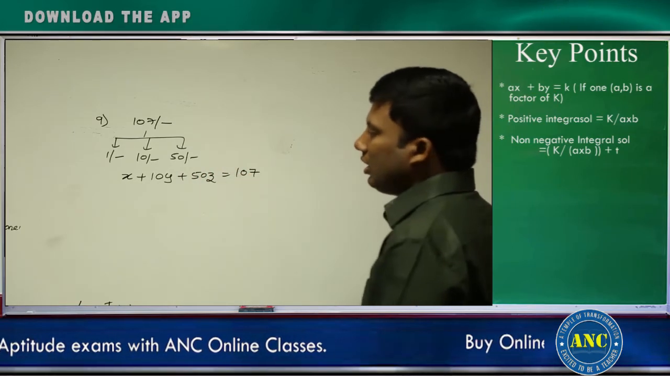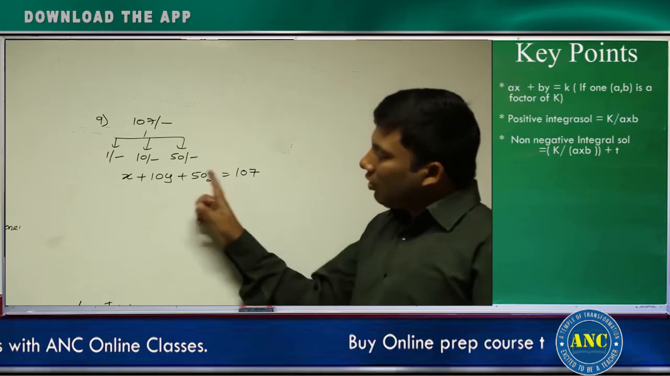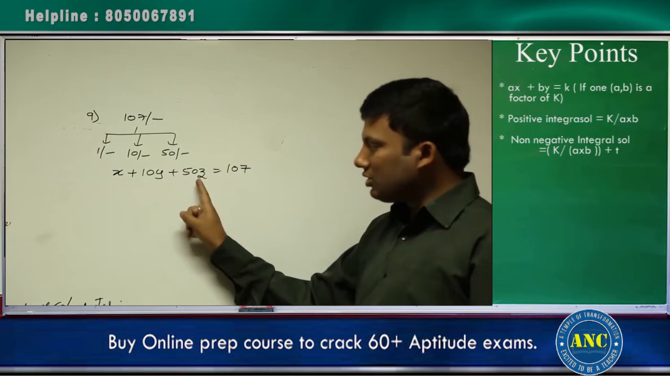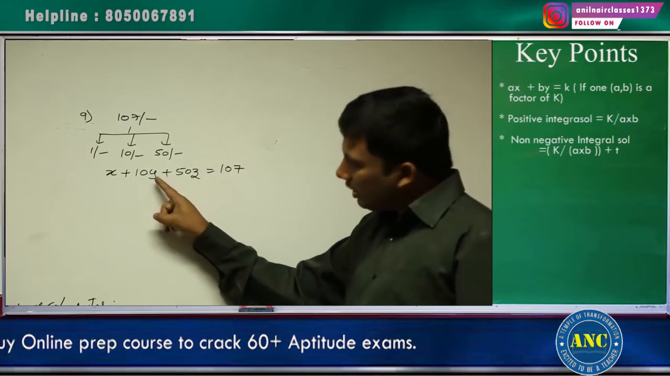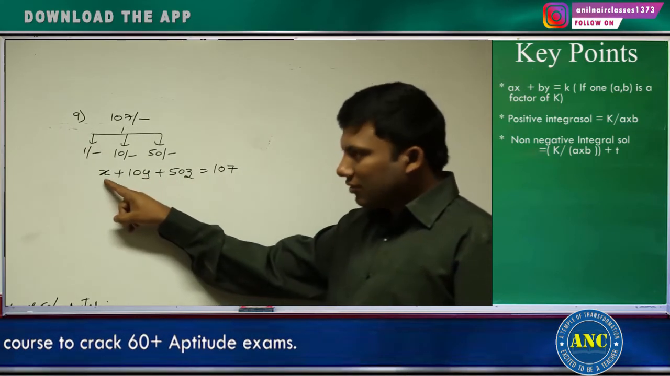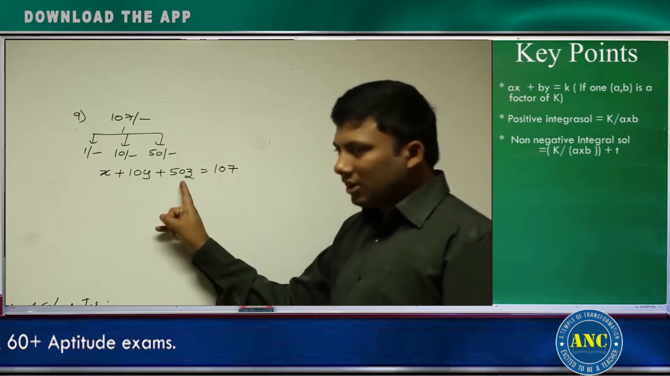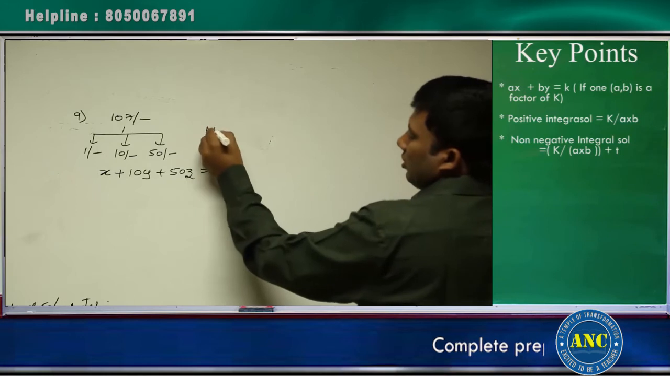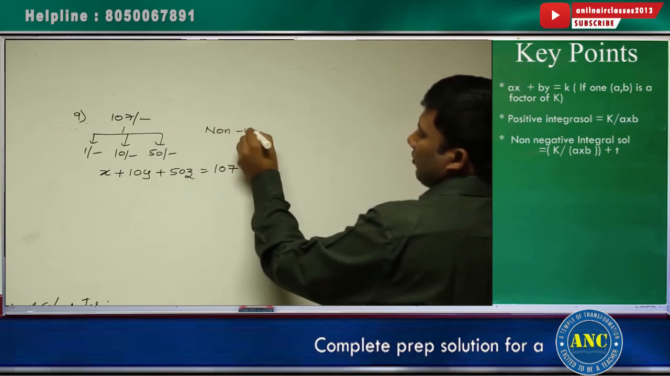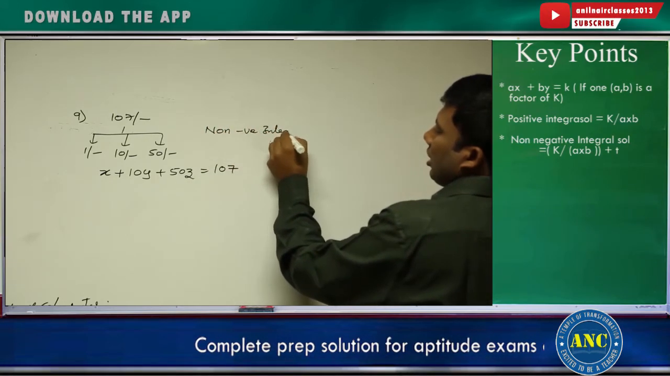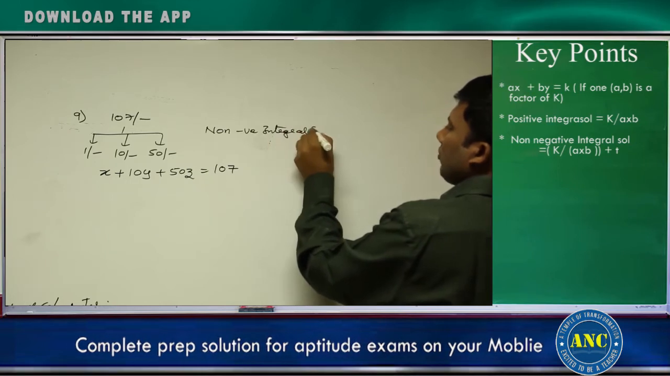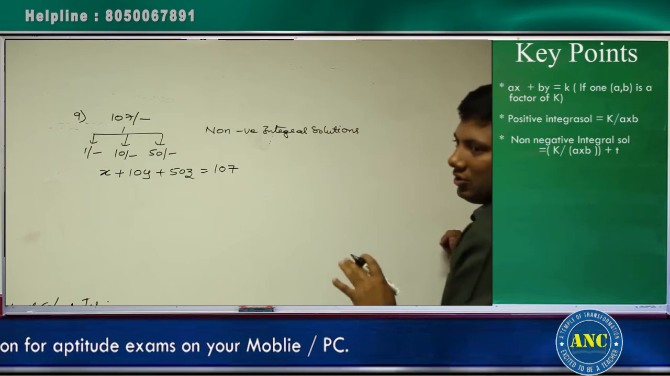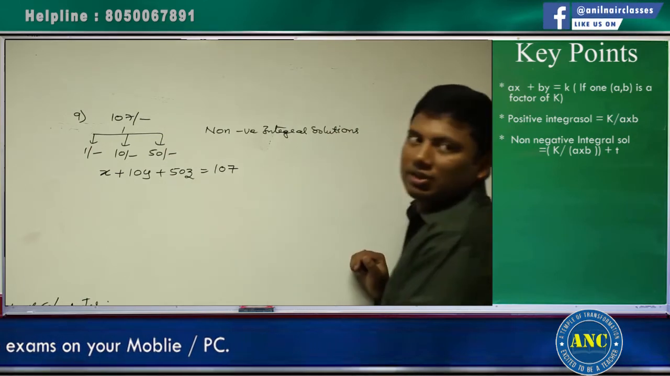Now see here, listen carefully. Can I give all 107 as 1 rupee coins? Yes. That means the y value can be 0, the z value can be 0. I can give 10 rupee coins and 7 1 rupee coins, still z value is 0. So what we are trying to determine are non-negative integral solutions, not positive, because x, y, z can take 0.